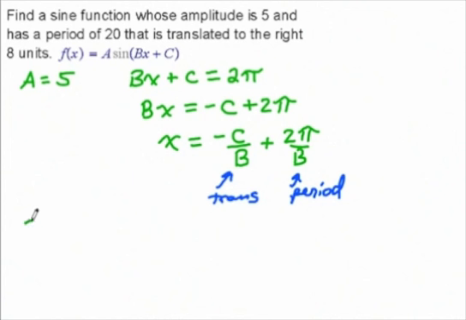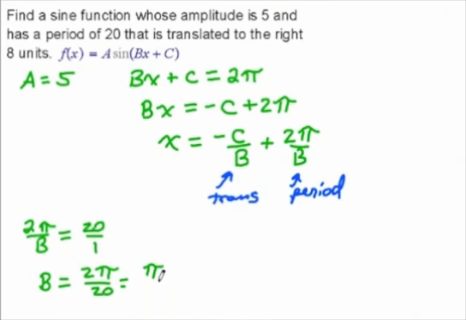So the period is 2 pi over b, and the question tells me that the period is equal to 20, and I'm going to write it as 20 over 1, and basically use the law of proportions. I want to put the b in place of the 20 and the 20 in the place of the b, so I'm going to get b is equal to 2 pi over 20, or better known as pi over 10.